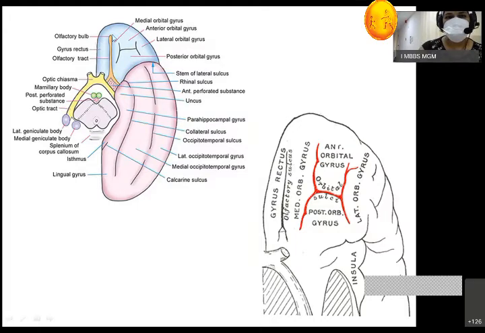Now this is the olfactory bulb. Olfactory is related to smell. These are the olfactory bulbs, which receive the olfactory nerves, and then it goes on as the olfactory tract, which is divided into lateral and medial olfactory tracts. Then on the orbital surface, there is an H-shaped sulcus. This is how you identify the orbital surface.